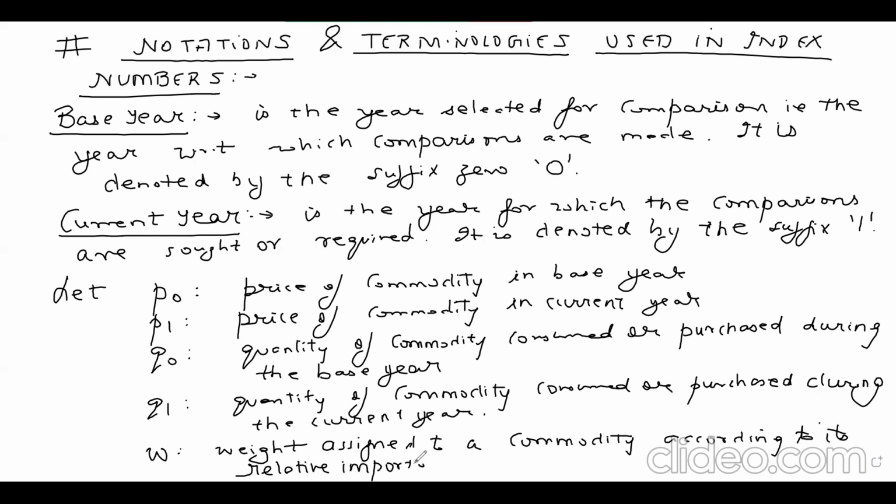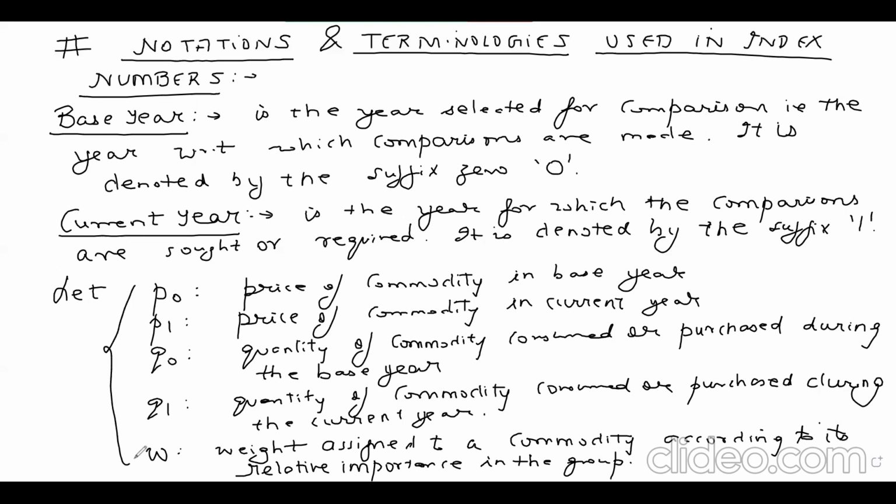So W is going to capture how much importance we are giving to that commodity in a group. If I'm giving a higher weight, it means I'm giving more importance to that particular commodity in the group. If I am allotting a lower weight, it means I'm giving lesser importance to that commodity in the group. So I hope students are clear with all these terminologies.